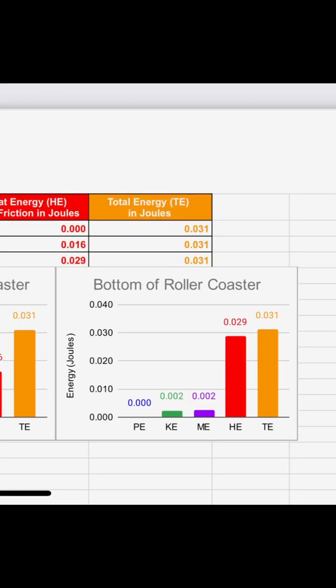The bottom of the roller coaster is the lowest point for potential energy. Kinetic energy has decreased because there's not much more to move, and mechanical energy is now the sum of those two, which is at its lowest point. Heat energy has climbed to its highest point because of all the friction built up over the whole entire ride, and total energy, again, is constant because it's conserved throughout the whole thing.